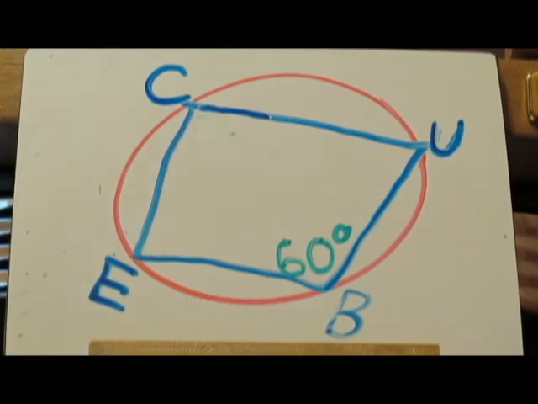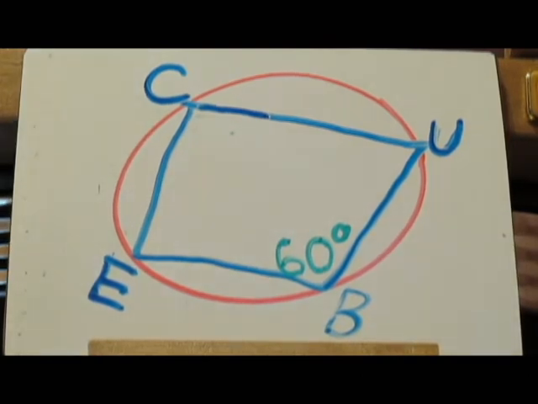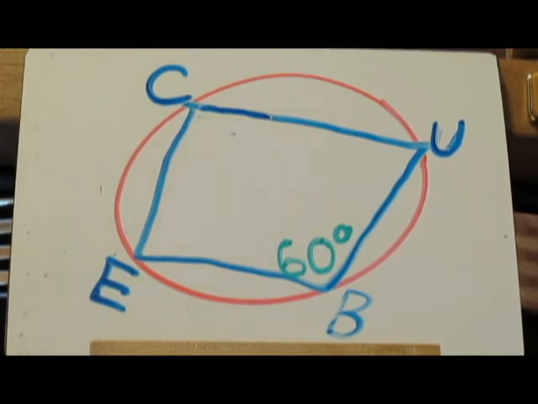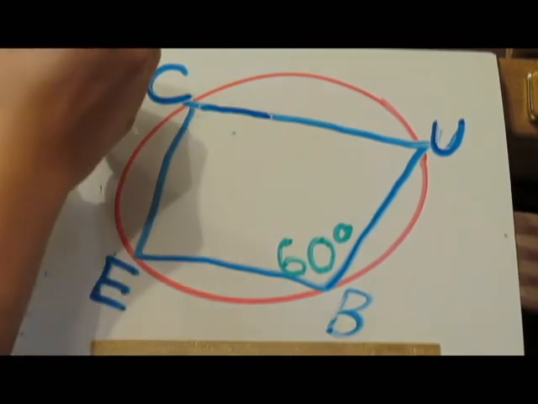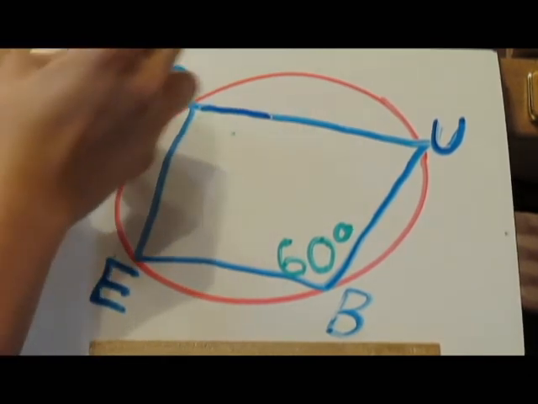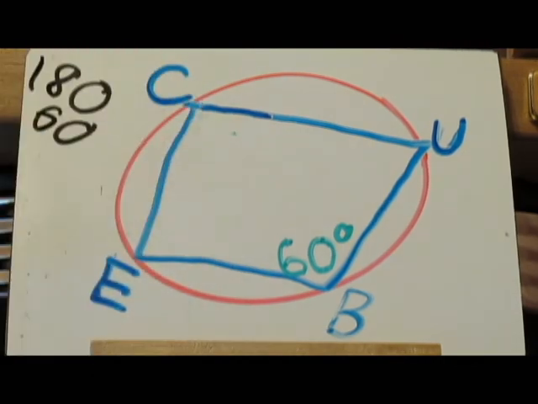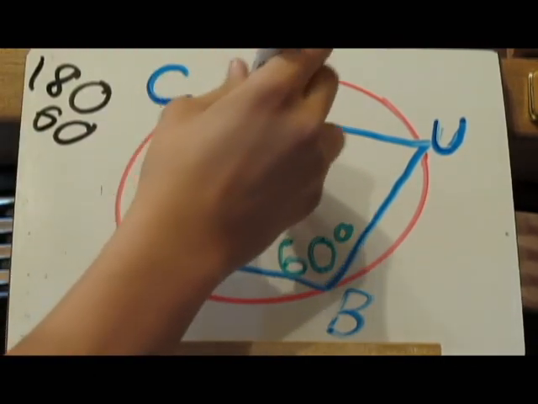Now, let's take a look at this quadrilateral. We need to find the measure of angle C. We already know that the measure of angle B equals 60 degrees. And because of the theorem we just learned, we know that angle B is supplementary to angle C. So, to find the measure of angle C, what you would have to do is subtract 60 degrees from 180 degrees. Your answer would be 120 degrees.